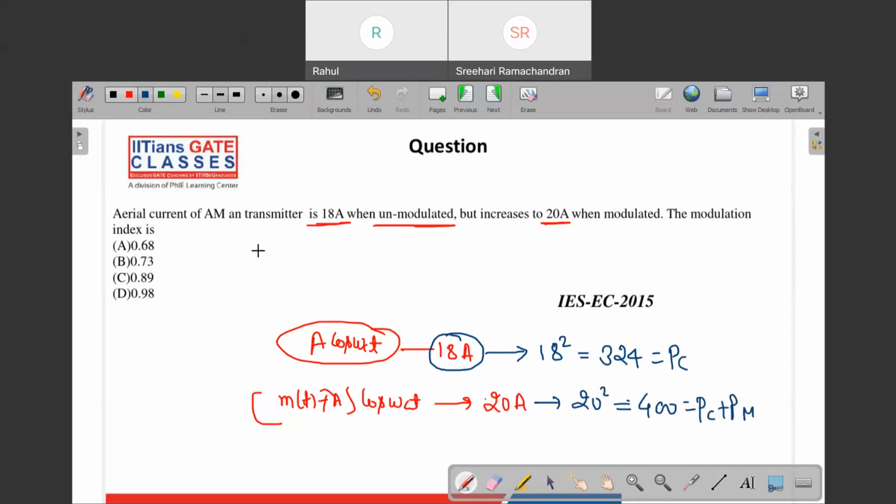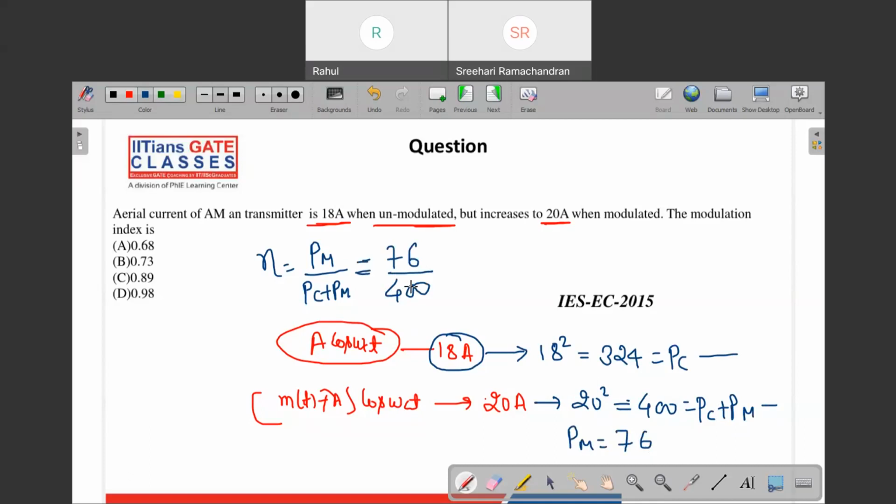Now our efficiency is given as message power divided by total power, which is carrier plus message. To find the message power, we can use these two equations. In the first equation, we have the carrier power. In the second equation, we have the carrier plus message power. When you subtract these two, you will get the message power. So PM will be equal to 76, right? So efficiency will be equal to 76 divided by total power, which is equal to 400.